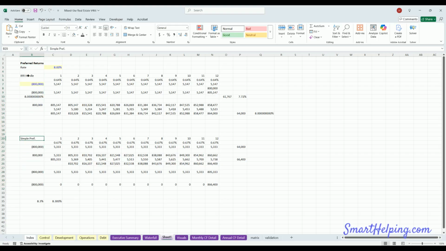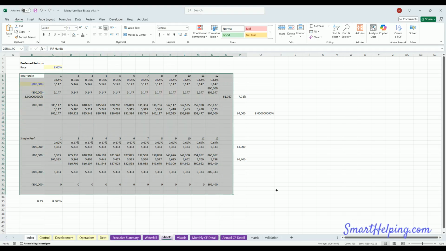Simple pref versus IRR. Is it simple? Does it compound? Does it accrue? Obviously, if it's accruing, it might compound, it might not. But how is this convention being calculated? It's all dependent on the deal. How the language is worded depends on how it will go.